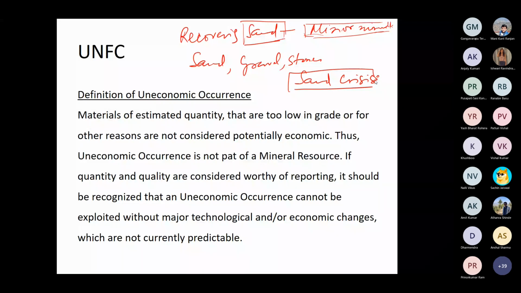People are thinking of alternatives. One way is to recover sand from overburden. That means the overburden material that we remove regularly for the purpose of coal mining is now being processed. Previously we used to do coal processing, mineral processing, but now we are doing overburden processing.